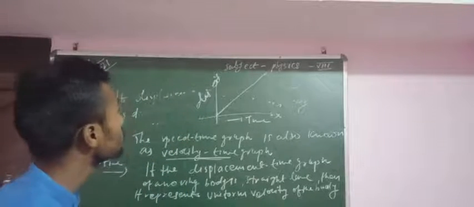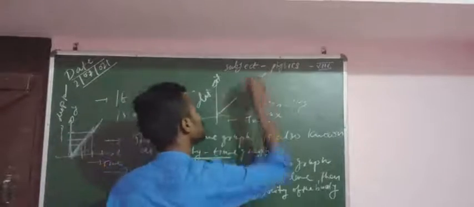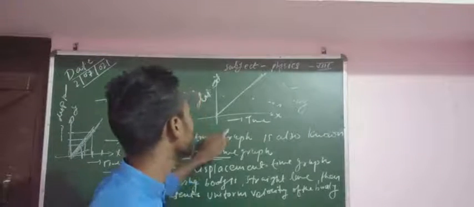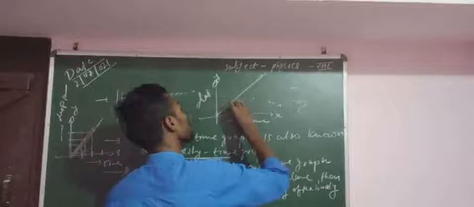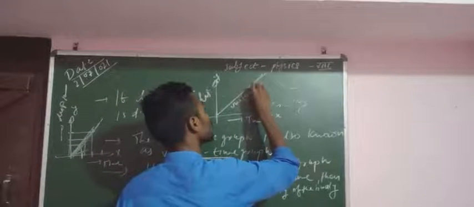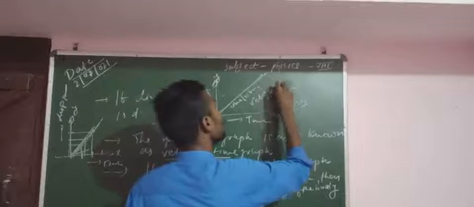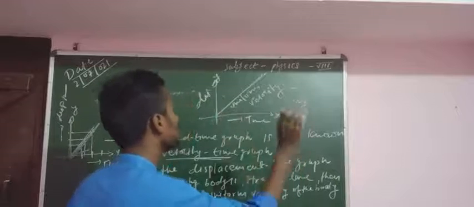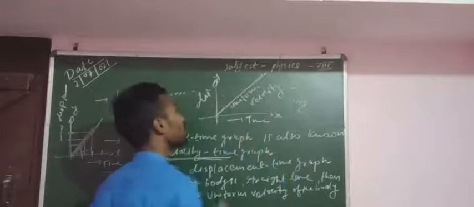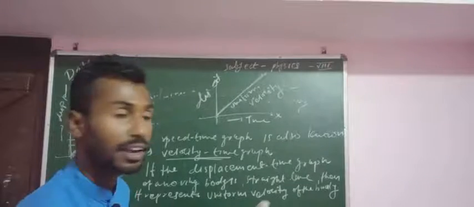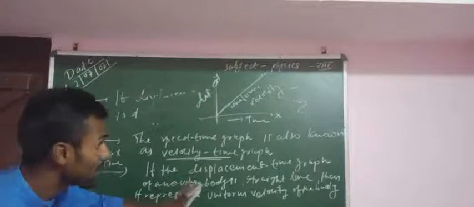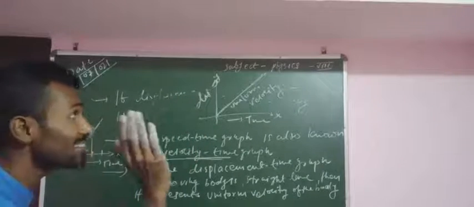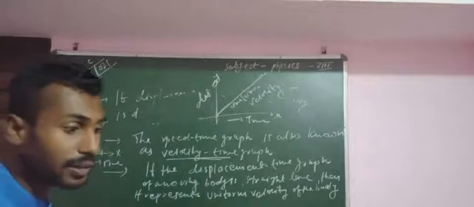That means a body is moving with uniform velocity. So when a body is moving with uniform velocity, obviously its displacement time graph will be a straight line. That means the body covers equal displacement in equal intervals of time. So the third point is that if the displacement time graph of a moving body is a straight line, then it represents a body having uniform velocity.